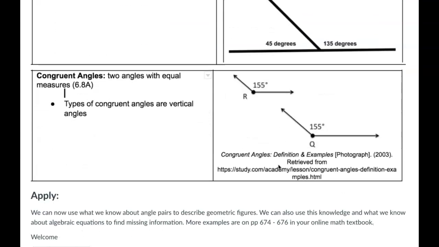And then of course, we've mentioned this before, congruent angles. Anything with the word congruent means same, equal. So angle R, if it's 155 degrees, is equivalent to angle Q at 155 degrees, so both of these are congruent to each other. Okay, we're going to go open the textbook and look at some examples there before practicing with some word problems.